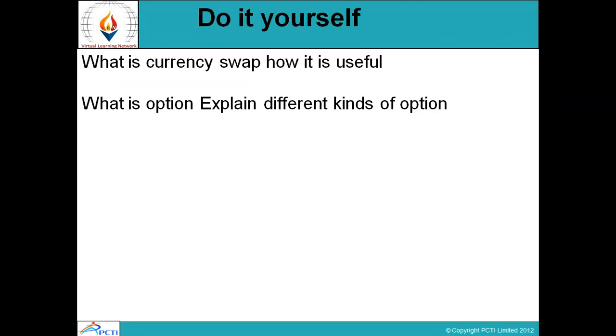And now, do it yourself. Question number one, what is currency swap? How is it useful? Question number two, what is option? Explain different kinds of option.